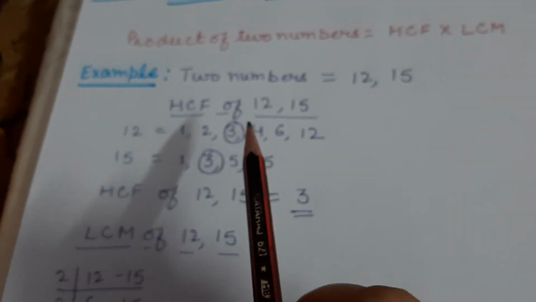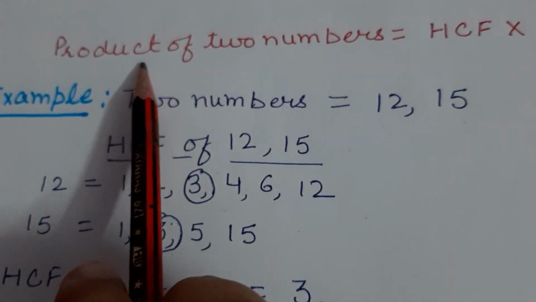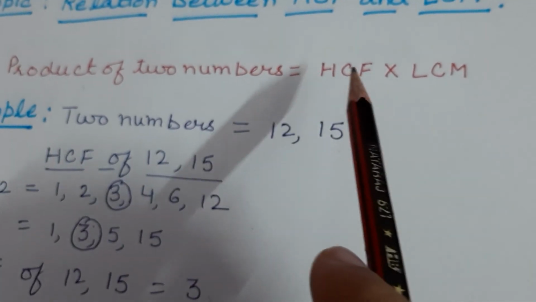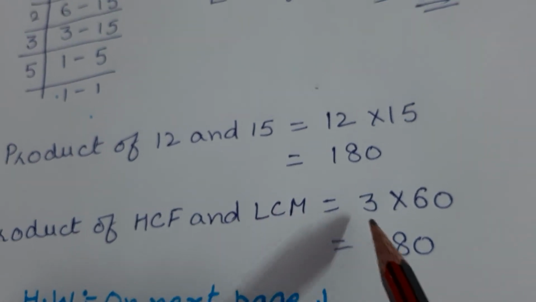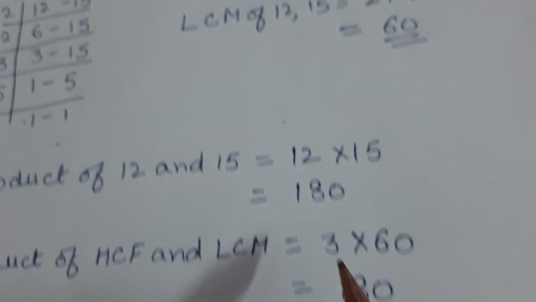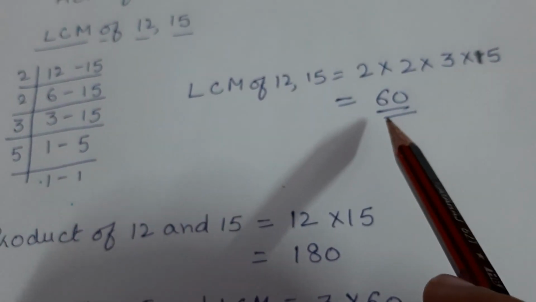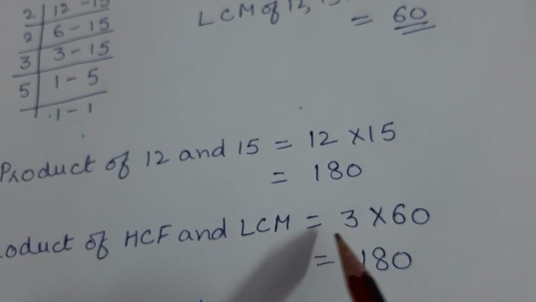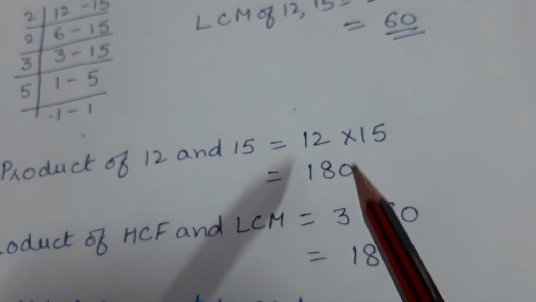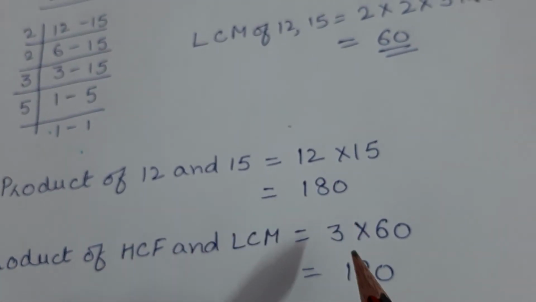Now this is one side of this formula. The product of two numbers we have found here is 180. Now what is on the other side? The product of LCM and HCF. HCF we have found, that is 3, and LCM we found, 60. So the product of 3 and 60 is also 180. You can see both these results are the same.